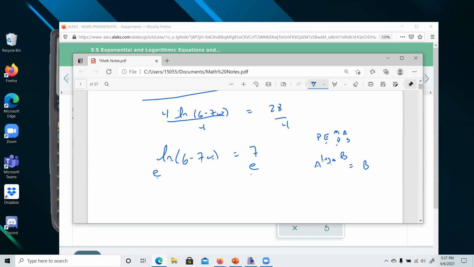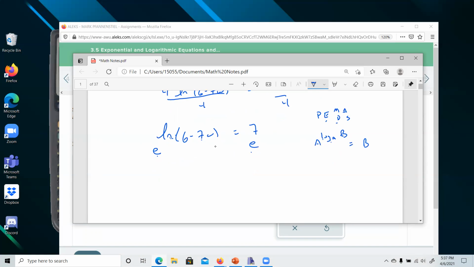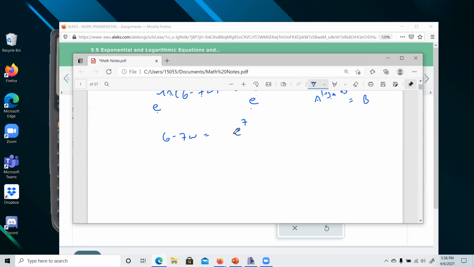That's the process that we're dealing with here. So in order to move the variable out of the logarithm, natural log is base e, so e raised to this thing just goes back to being 6 minus 7w is equal to e to the 7th. And there's really not a whole lot you can do about that. I mean, we could type it in the calculator and get something, but that's not really going to help. It's going to be a really big number.